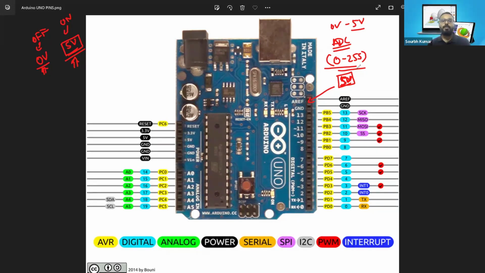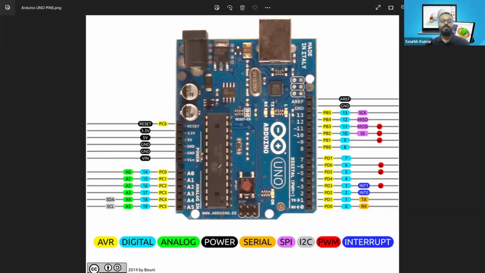Any other doubts? Sir, what's the full form of ICSP pins? In circuit serial program.